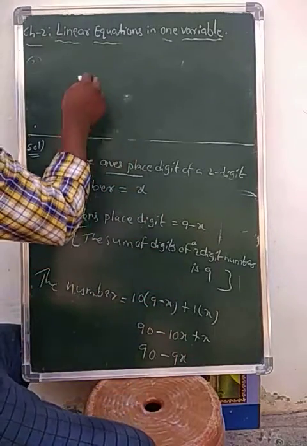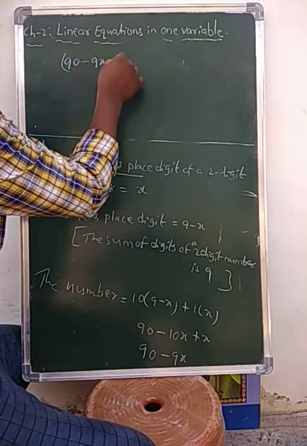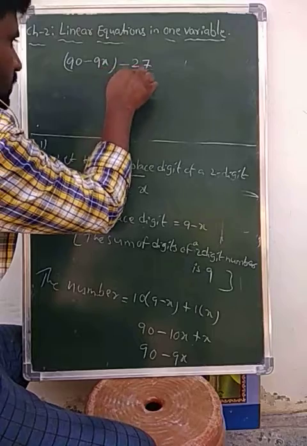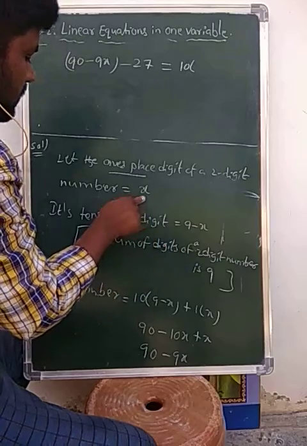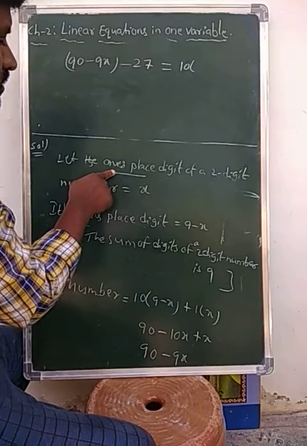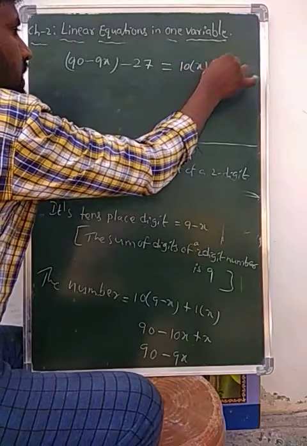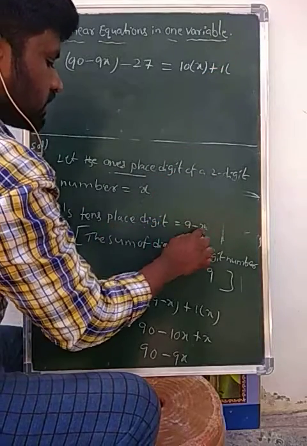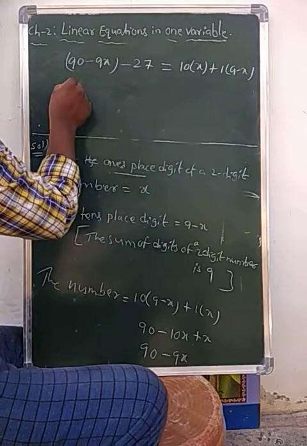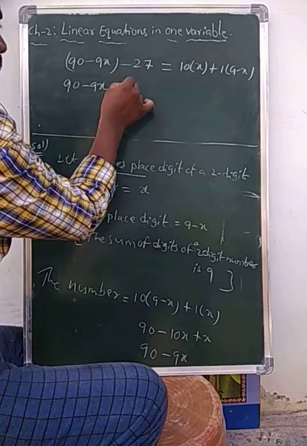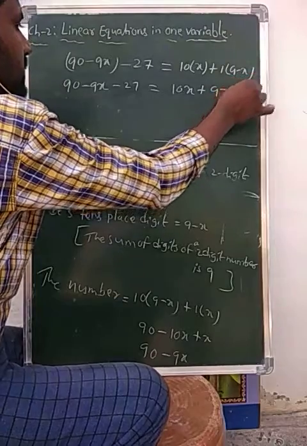So if 27 is subtracted from the number, according to the question, the number is 90 minus 9x. If I subtract 27 from this number, the digits are reversed. That means the ones place digit, which we just took as x, becomes the tens place digit, plus the tens place digit 9 minus x becomes the ones place digit. This is the required equation. Now 90 minus 9x minus 27 is equal to 10x plus 1 into (9 minus x).